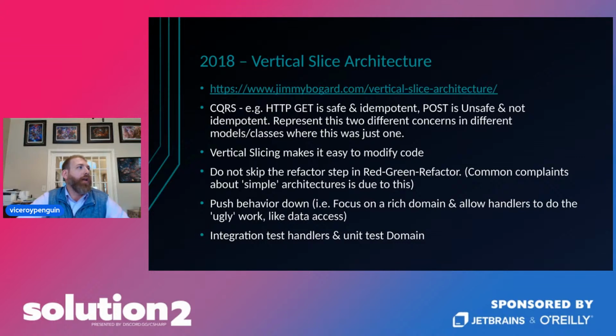Then we move on. He talked a little bit further in 2018, introducing in a blog post the vertical slice architecture. This is where he really formalized this idea of vertical slices, taking advantage of CQRS, where GET methods are safe, idempotent, and only do reading of the data. They never modify data. POSTs are unsafe. They modify data. Separating them, separating all of the code for each of them, using slicing to make it easy to modify code.